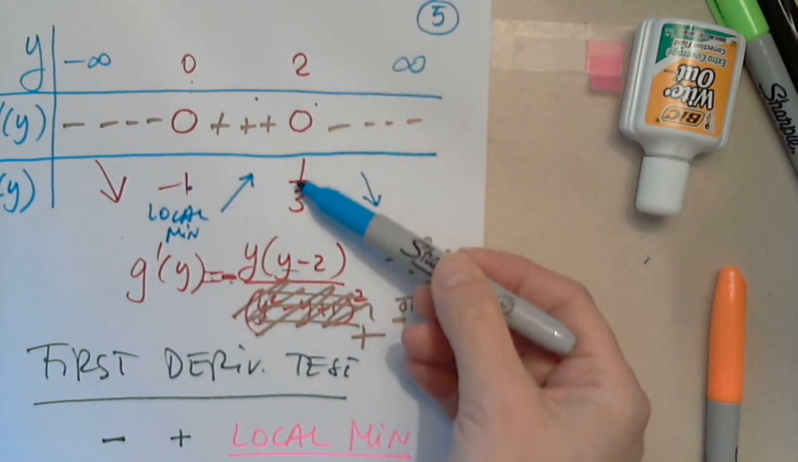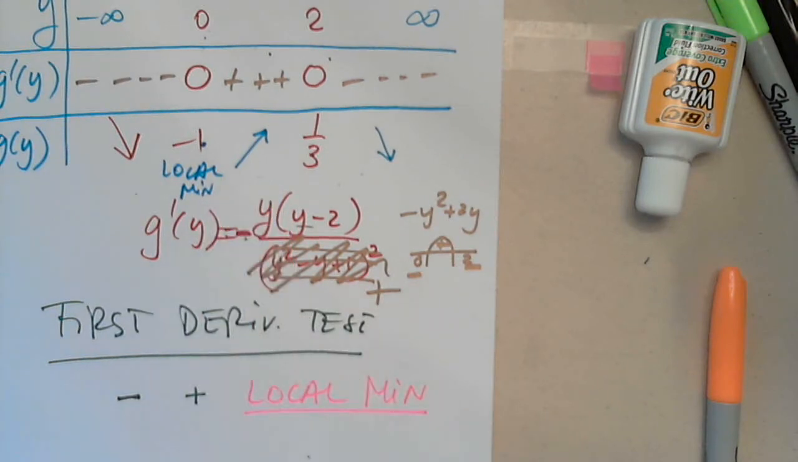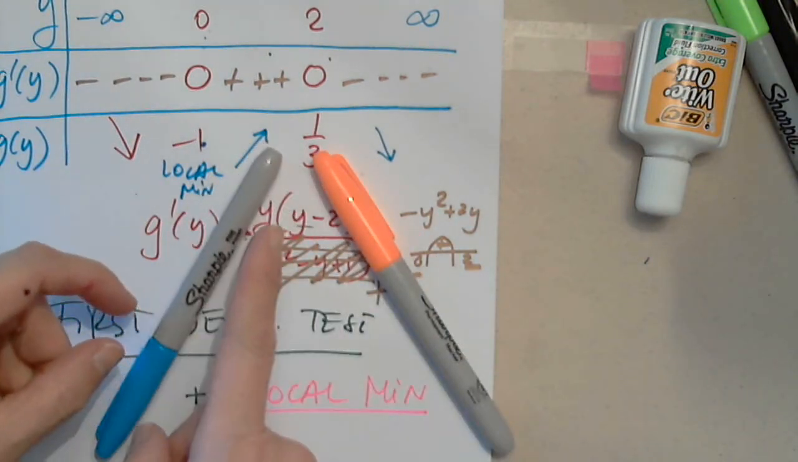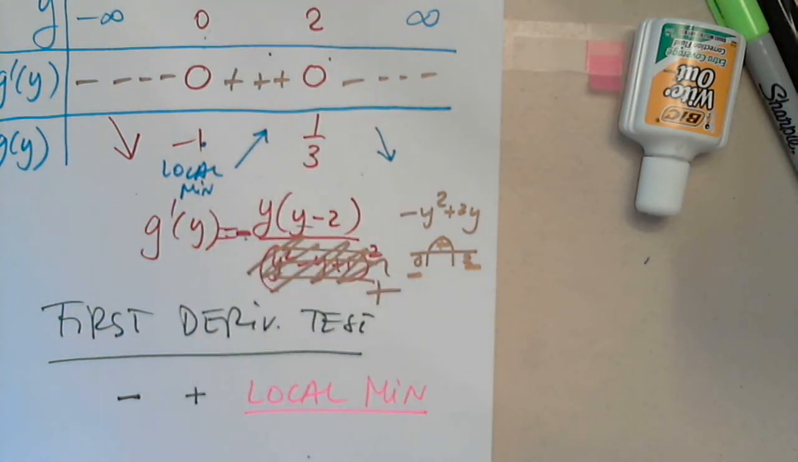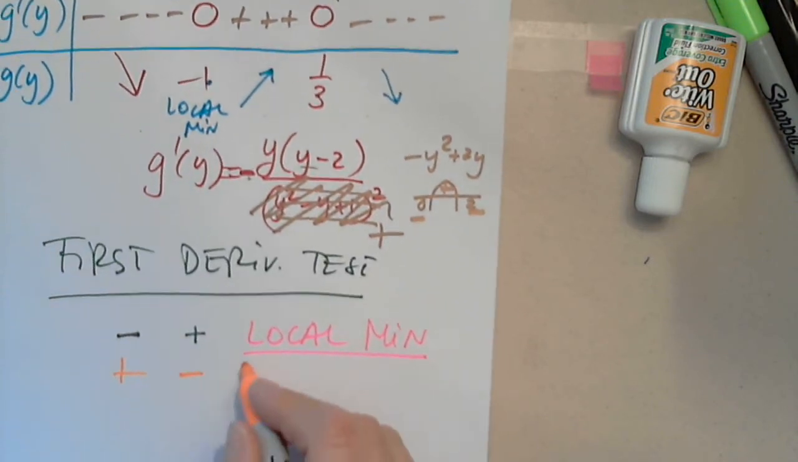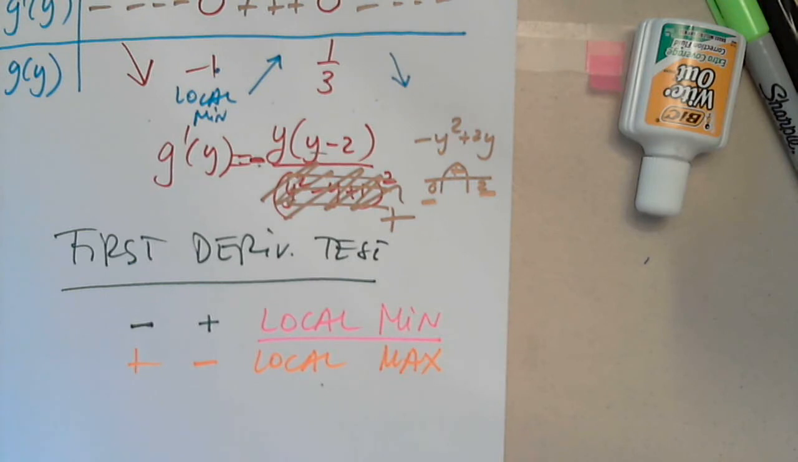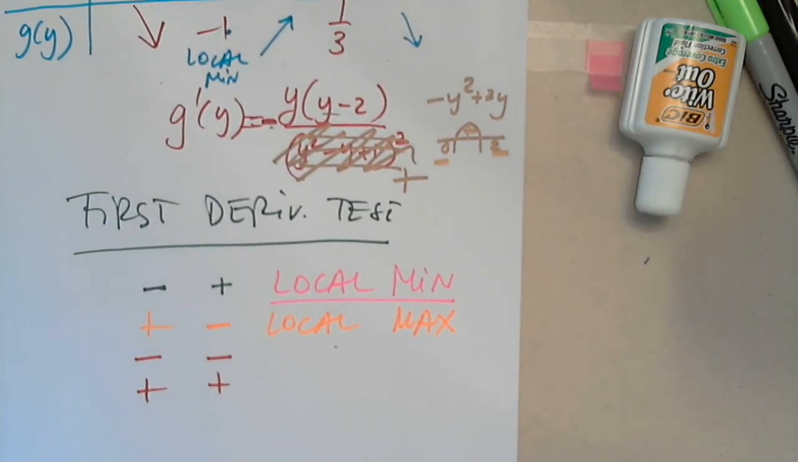What about (2, 1/3)? Since the derivative changes sign, it's positive first, is 0, and then negative. Obviously, (2, 1/3) gives a local max. What happens when the derivative does this or does this? I still have a critical number in the middle, maybe coming from undefined or coming from f prime being 0.